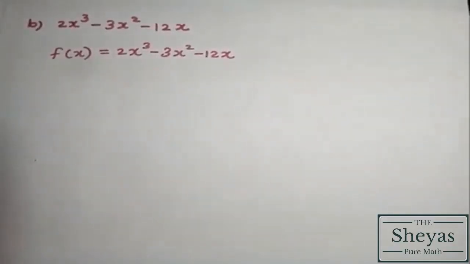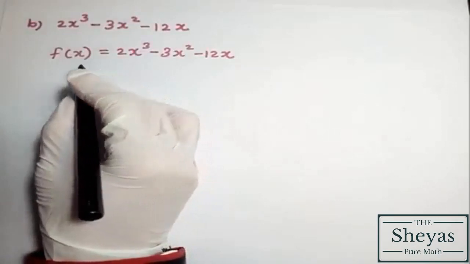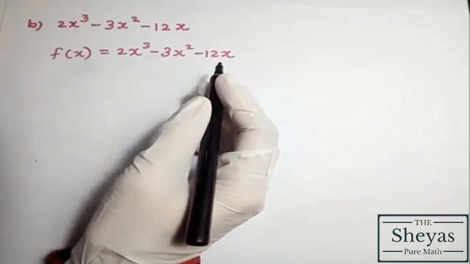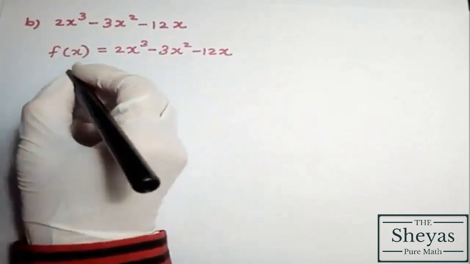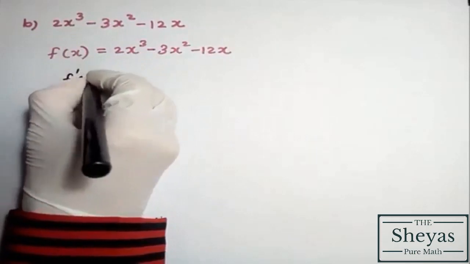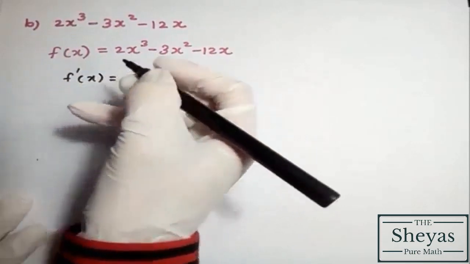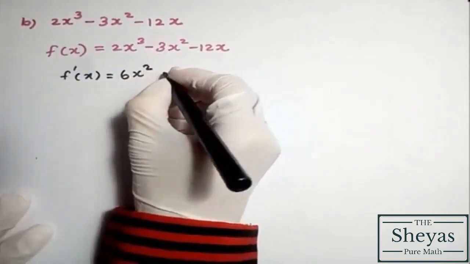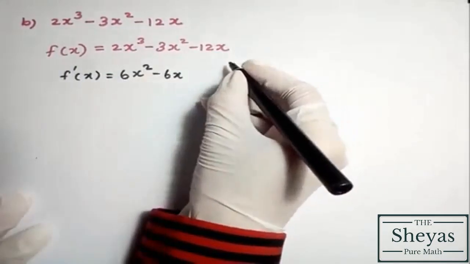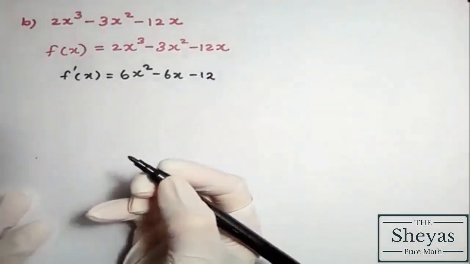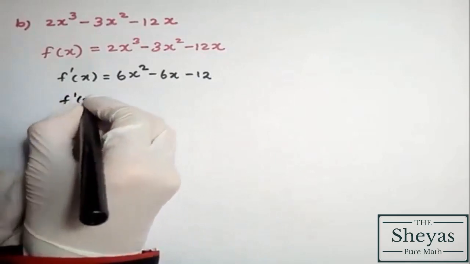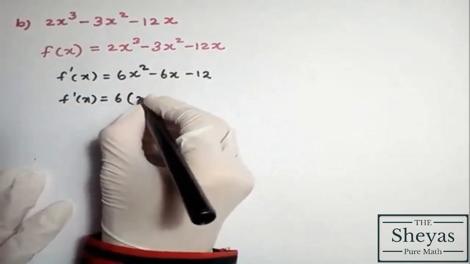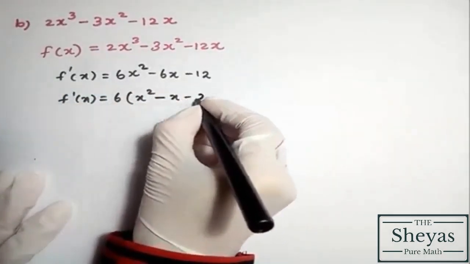Next problem. Given the function f of x is equal to 2x cube minus 3x square minus 12x. Same steps you have to follow. What is the first step? You have to find f dash of x. When you differentiate 2x cube, it is 6x square. Then minus 3x square will be minus 6x, and minus 12x differentiation is minus 12. So f dash of x, I can take this 6 outside as a common value, remaining x square minus x minus 2.